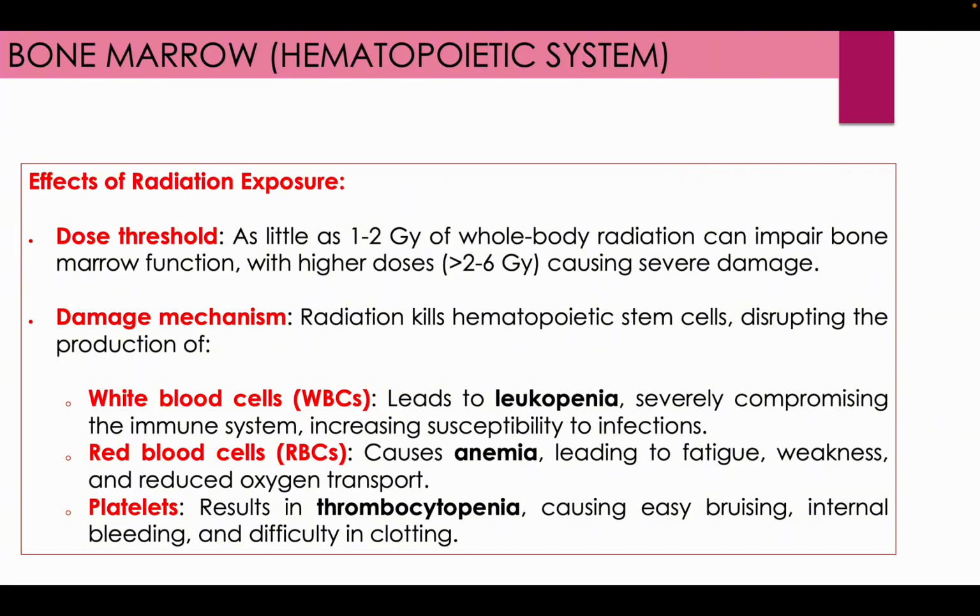So, as for the effect of radiation exposure, as little as 1 to 2 gray of whole body radiation can impair bone marrow function. Higher doses, greater than 2 to 6 gray, can cause severe damage. The damage mechanism is that radiation kills hematopoietic stem cells, disrupting the production of white blood cells, red blood cells, and platelets.